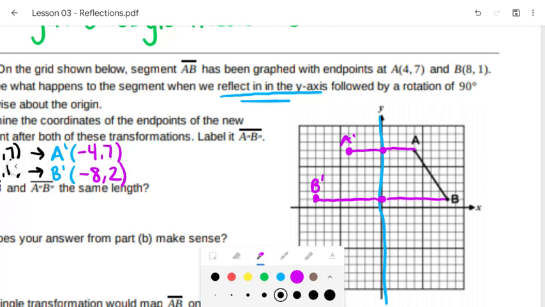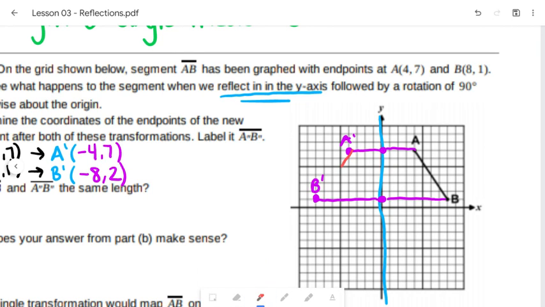So I'm just going to draw it in here with different colors. So this here, that is our new line segment. Okay, and then if I folded my page over on the y-axis, then you would see it exactly the same. That's always the go-to check. So that's A prime and B prime.